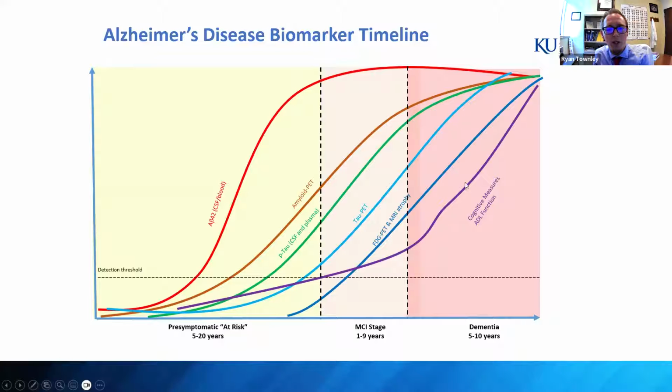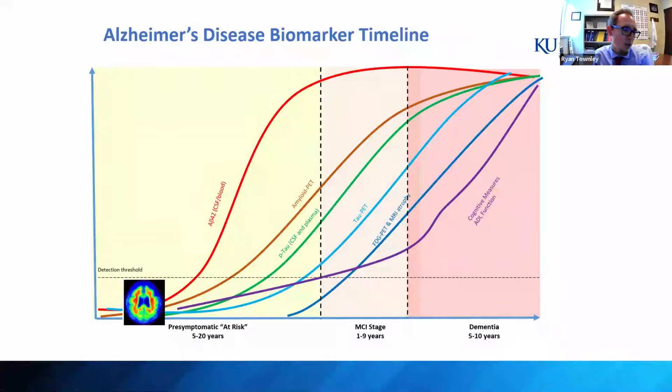So more dysfunction going up here. The changes we see on an MRI or an FDG PET scan are usually around when we're seeing changes in cognition. There's all sorts of stuff happening well before that, years before. So there's mild cognitive impairment, which we talked about in previous talks. And then there's this pre-symptomatic at-risk stage.